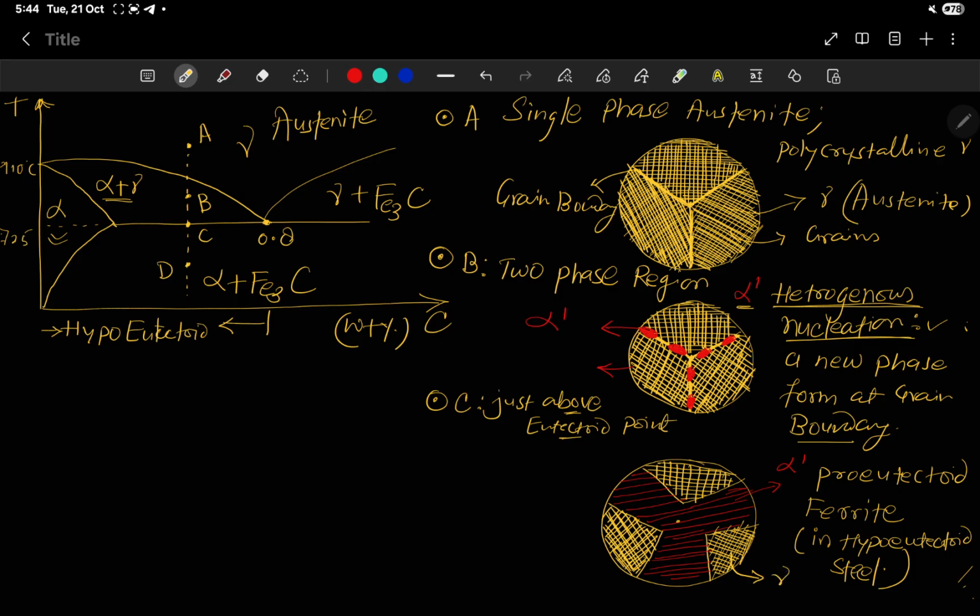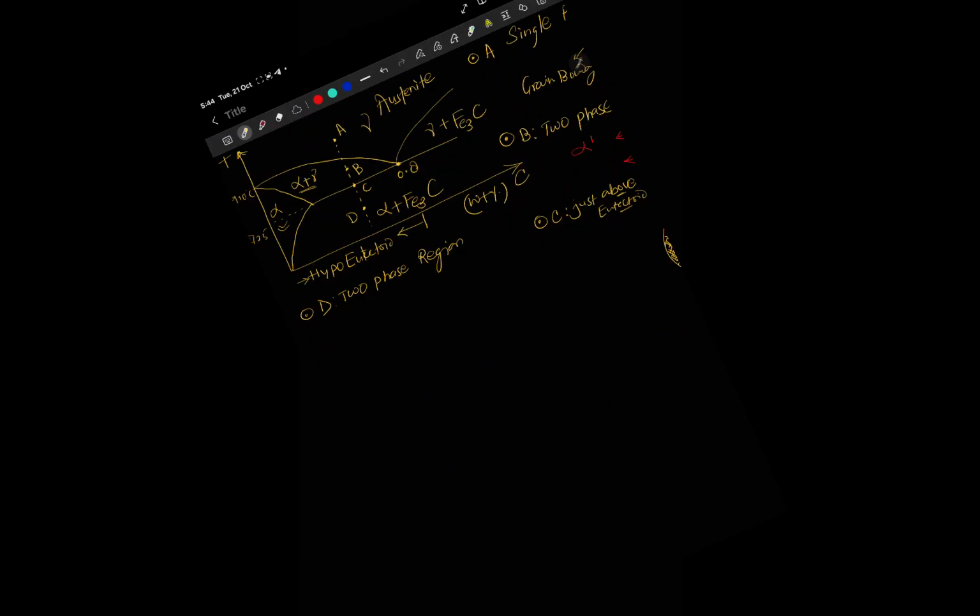This is gamma, right? This is for point C. Now let's draw this for point D. Point D is again present in the two phase region.